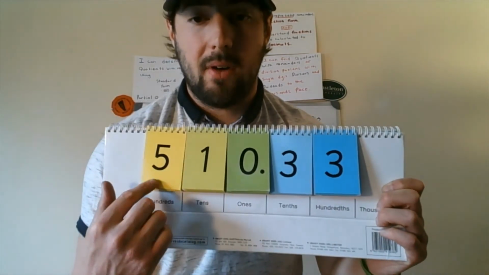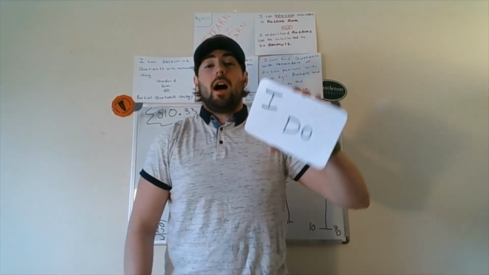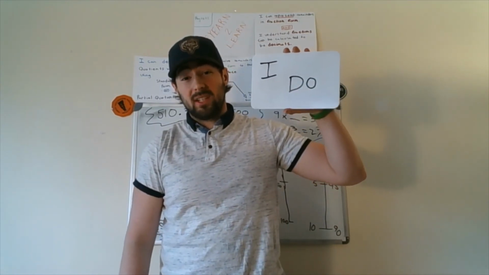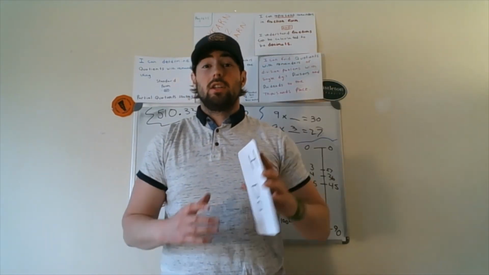On the place value chart, I have 5 hundreds, 1 tens, 0 ones, 3 tenths, 3 hundredths. That makes 510 and 33 hundredths.